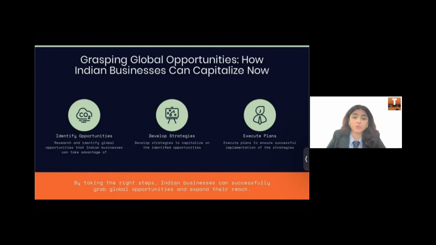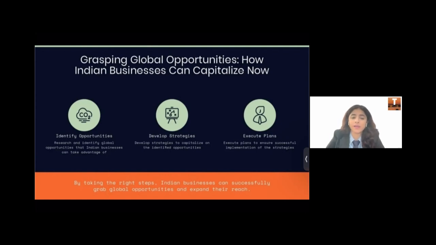Second, leverage digital tools. You have to utilize digital platforms, e-commerce, and digital marketing to expand your reach and attract global customers. Develop a strong online presence through websites, social media, and e-commerce marketplaces. Third would be investing in marketing. Develop targeted marketing campaigns to raise awareness and generate demand for your product or the services you're providing. Tailor marketing messages to resonate with the target market's cultural and linguistic preferences.